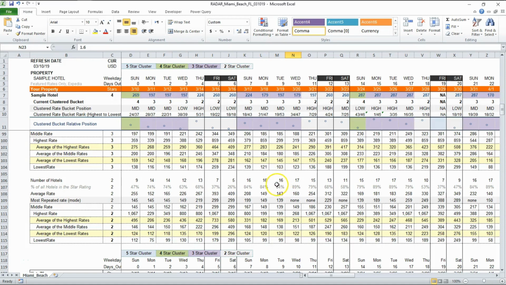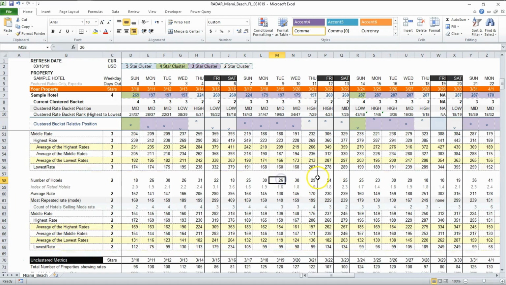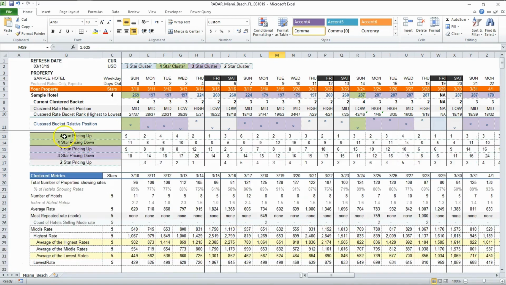Again, using March 19th as an example, in the unclustered section, we see that there are 16 2-star hotels showing rates. But when we cluster the buckets, we see the 2-star consists of 26 hotels. Therefore, there are actually 1.6 times the number of 2-star hotels pricing themselves as 2 stars. In other words, on this day, a number of non-2-star hotels have priced themselves into the 2-star bucket. The movement of hotels from one bucket to another can be clearly seen in this section, where you can see the count of hotels moving up and down between buckets.